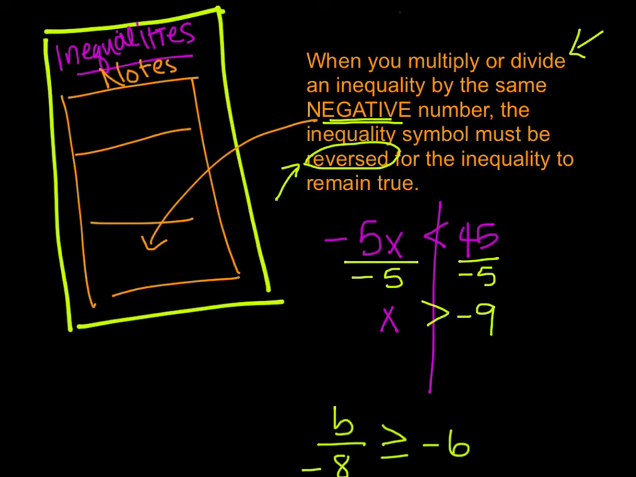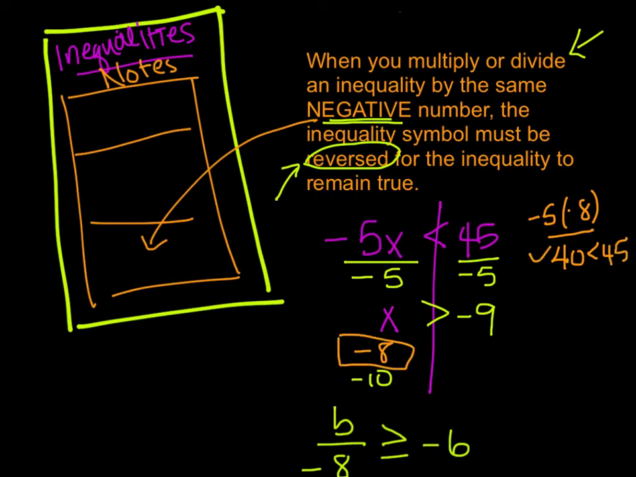Let's check two numbers. We're going to try a number that's greater than negative 9, so let's try negative 8. And then let's also try a number that's less than negative 9, so we'll try negative 10, and see which one actually makes sense. See if this concept of reversing this inequality needs to happen. So if we have negative 5 times negative 8, so a number greater than negative 9, we have 40. And is 40 less than 45? Yes, it is. So that negative 8, that number greater than negative 9, worked. So that whole concept of reversing things worked.